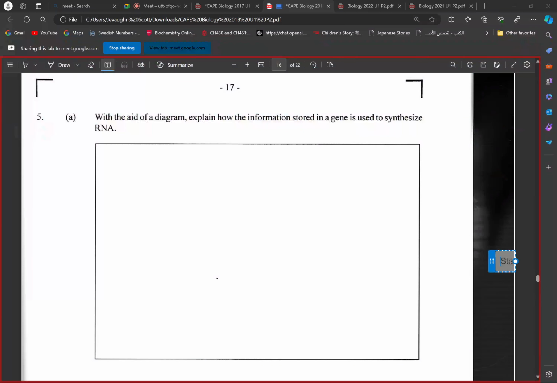Right? So within the module section of the 2018 paper, we're looking at it with the aid of a diagram, right, to explain how the information stored in a gene is used to synthesize RNA. All right, that is cool. What are we looking at?